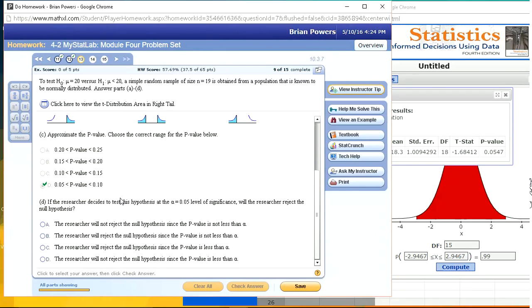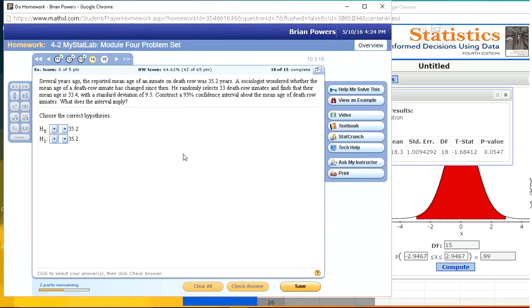But we're doing that, so let's see. If the researcher is using an alpha level of 0.05, will the researcher reject? Because the p-value is above that, no, the researcher will not reject, since the p-value is not less than alpha. That's A. Fantastico.